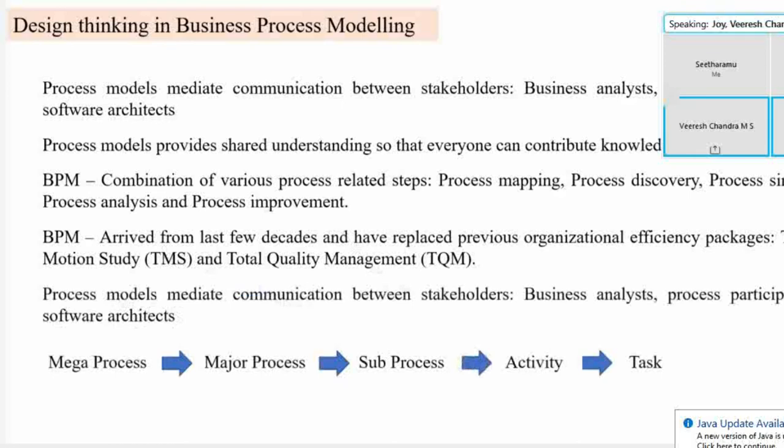So there will be a mega process, let us say, that is the conversion of raw material into a useful product. Under that, we have major processes. So what are the major processes? There may be a lathe, milling machine, or different types of machines which are involved in that. Sub processes: in the major process, again, we have different processes.